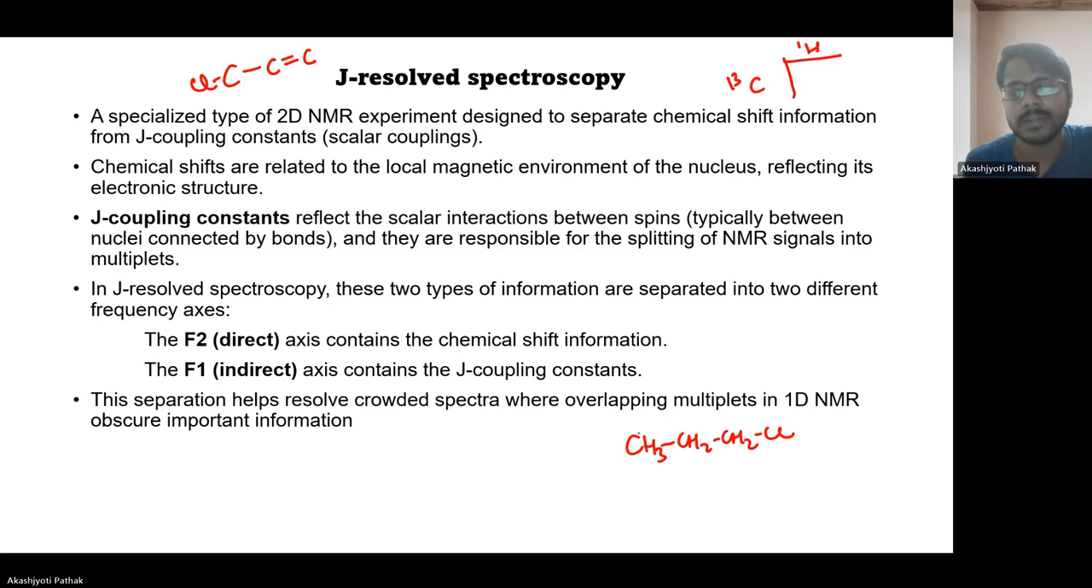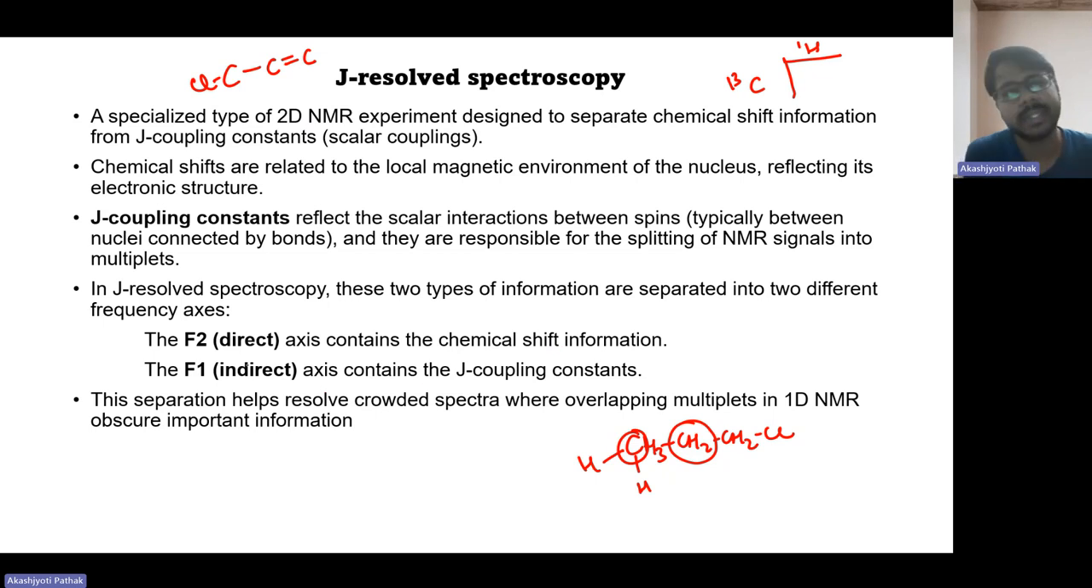What are the interactions between these different spins? The carbon will have a spin, and this proton also has a spin. How is one nucleus coupled, or bonded, to the other? These all will determine the splitting of this proton, of the neighbor. So what is the neighboring atom, how is it coupled to it, and how many protons are there in the neighboring atom? That will determine the splitting of that particular nucleus. So in J-resolved spectroscopy, we get two types of information.